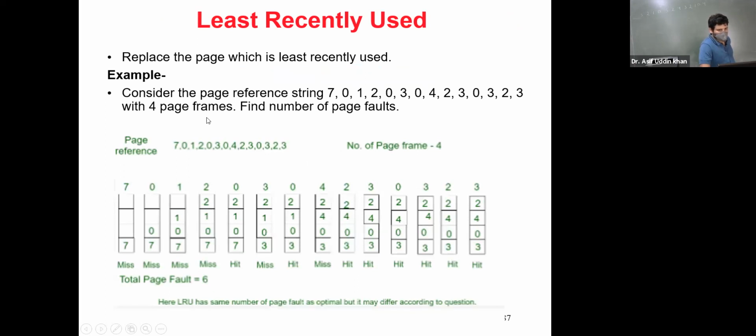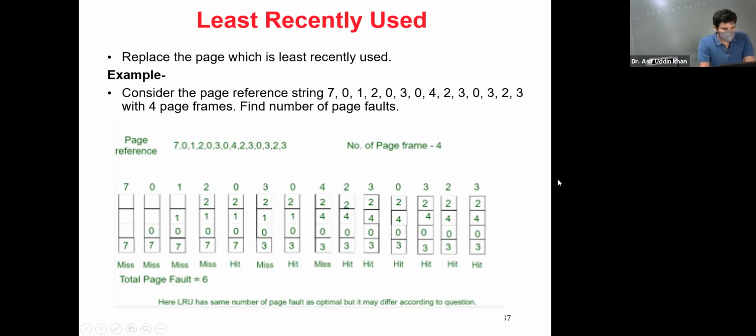Here the page reference string is 7 0 1 2 0 3 0 4 2 3 0 3, and the number of frames is 4. It is asking to find the number of page faults. According to the least recently used algorithm, it says replace the page which is least recently used.